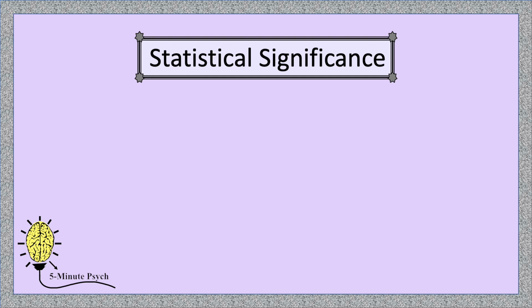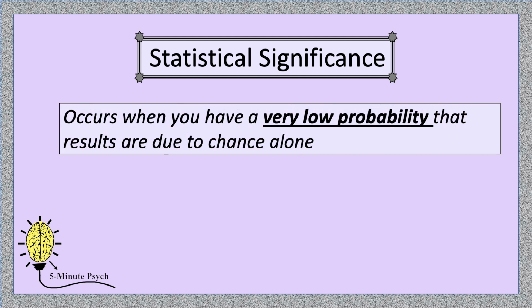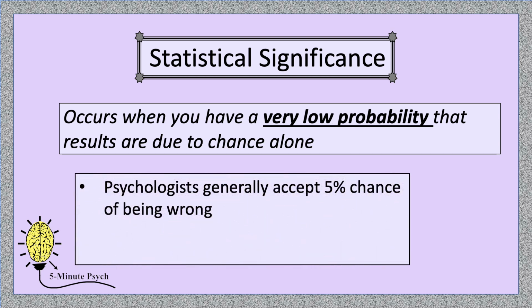So what does it mean if your results are statistically significant? Does this mean that they're super important or that your results will definitely be published? No. All it means is that you have a very low probability that your results are due to chance alone. In psychology, researchers generally accept a 5% chance that the results they found are due to chance. So after the data is run through the appropriate inferential statistic, depending on the research design, the researcher is looking for whether the probability statistic, symbolized by little p, is greater or less than 0.05.